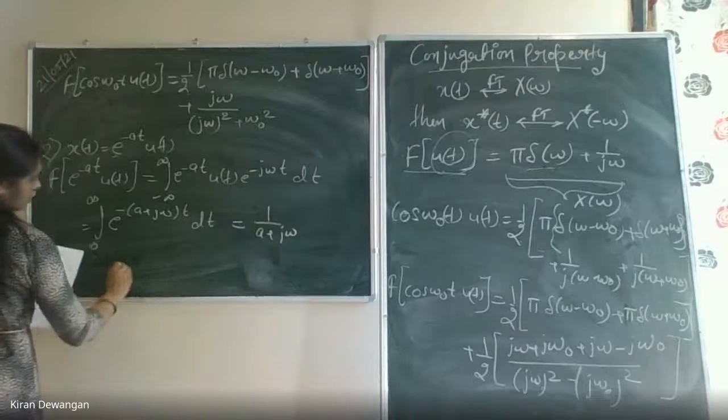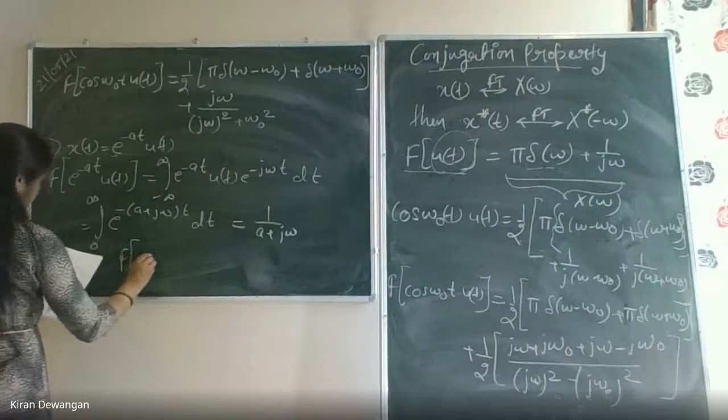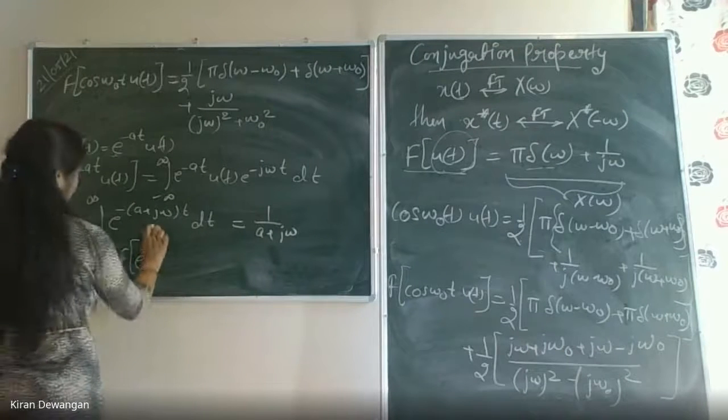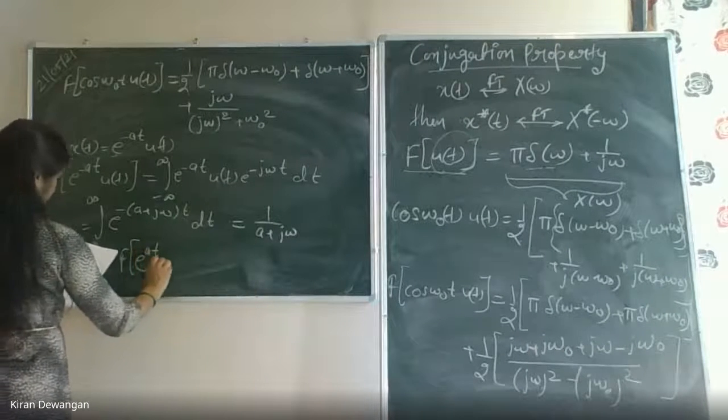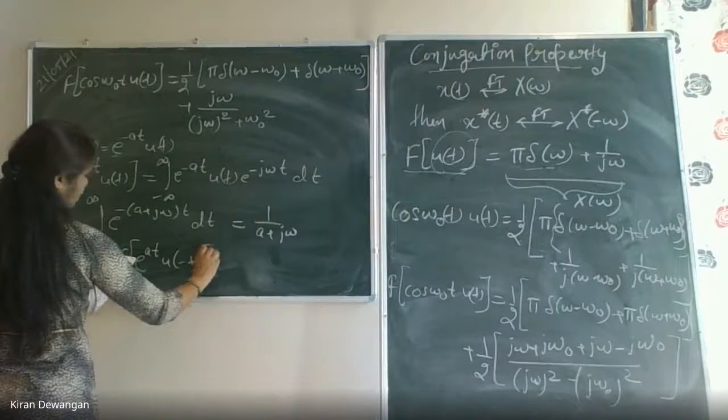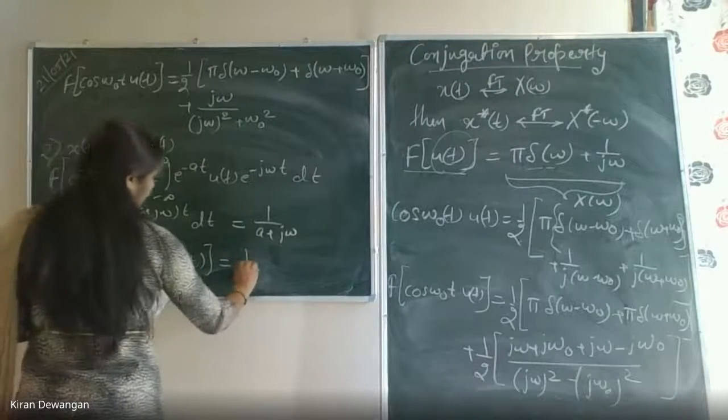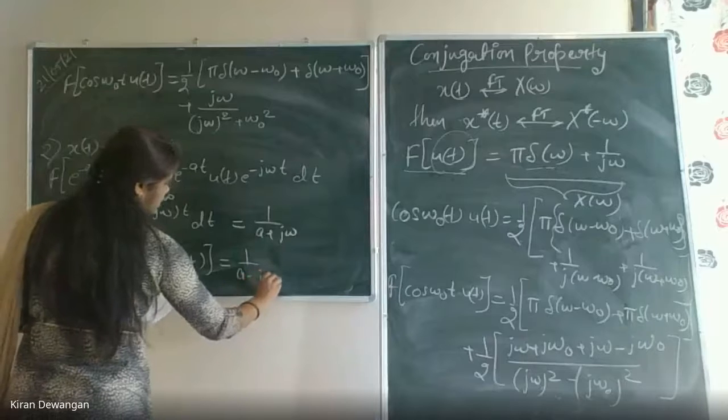Now if we have to take the Fourier transform of e to the power at u of minus t, it will be 1 by a minus j omega.